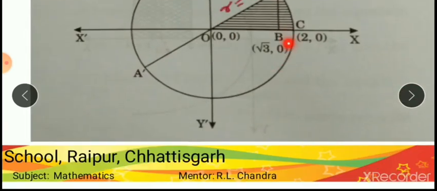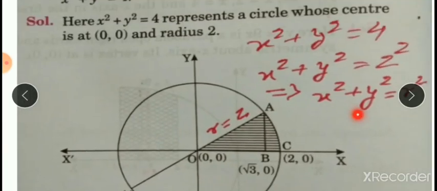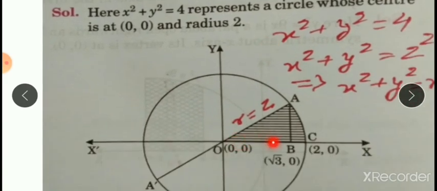To draw the line, you can put here the value of x as 0, 1, 2, 3. With respect to this, we are getting the value of y. After that you can draw the line, and the x-axis. Where is the x-axis? This is the x-axis, which means we have to find the area, this one. This is our required area.